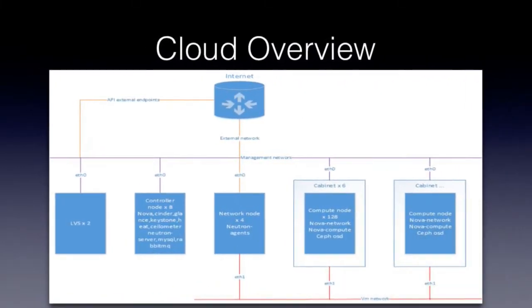Okay, here is our architecture. As we see in this picture, we have 2 load balance nodes and 8 controller nodes with Nova, Cinder, Glance, Keystone, MySQL, RabbitMQ. And we got 4 network nodes with Neutron agent. And we have 6 cabinets of compute nodes, and each cabinet has 1 to 8 nodes in total.